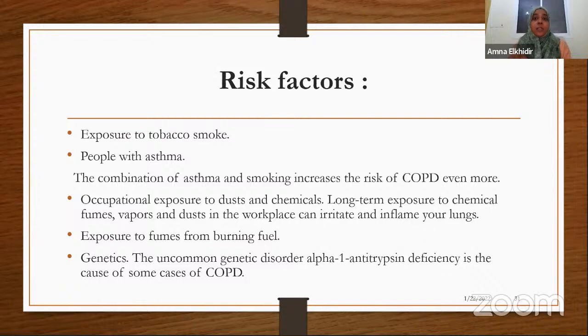The risk factors of COPD are smoking and asthma. There is actually a risk of having COPD in asthmatic patients, and the risk of developing COPD is even higher if we have asthmatic patients who also smoke. Other risk factors are occupational exposure to dust and chemicals, exposure to fumes, and genetics. Uncommon genetic disorders like alpha-1 antitrypsin deficiency are the cause of some types of COPD.